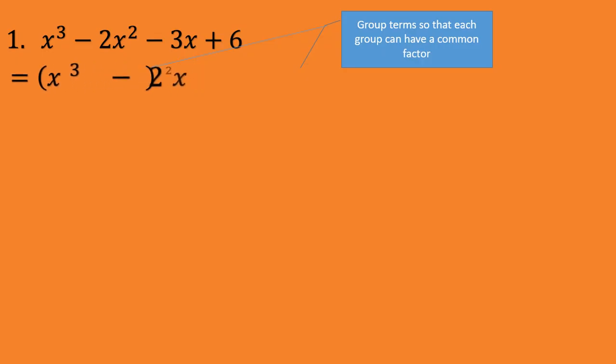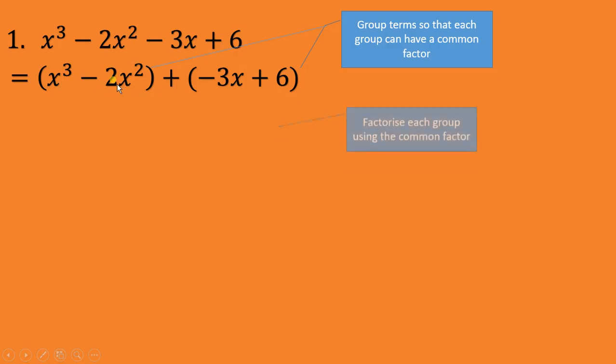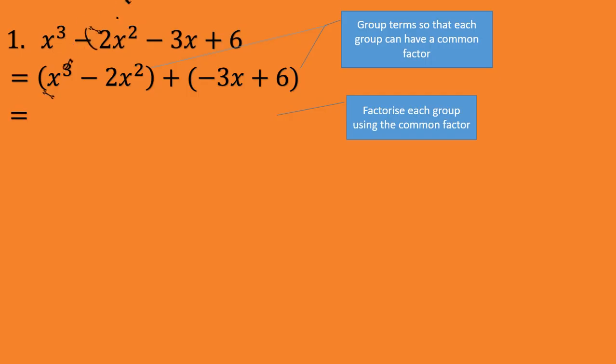Importantly, once you select your group, you must put a plus sign between the two groups that you have selected. So here you can see we've selected x to the power 3 minus 2x squared and this group minus 3x plus 6, but we separated them with a plus sign. This is important. So between these two now you can find the common factor, and the common factor will now be x squared, the smallest exponent.